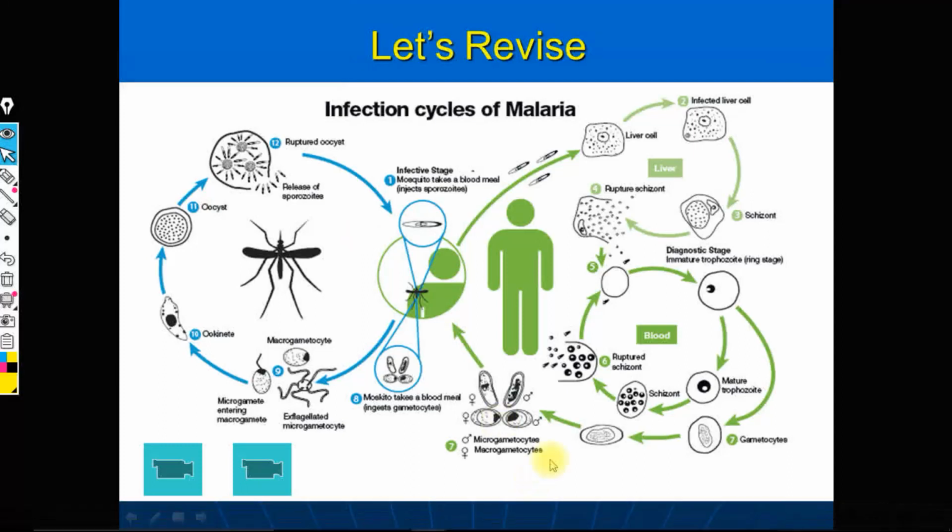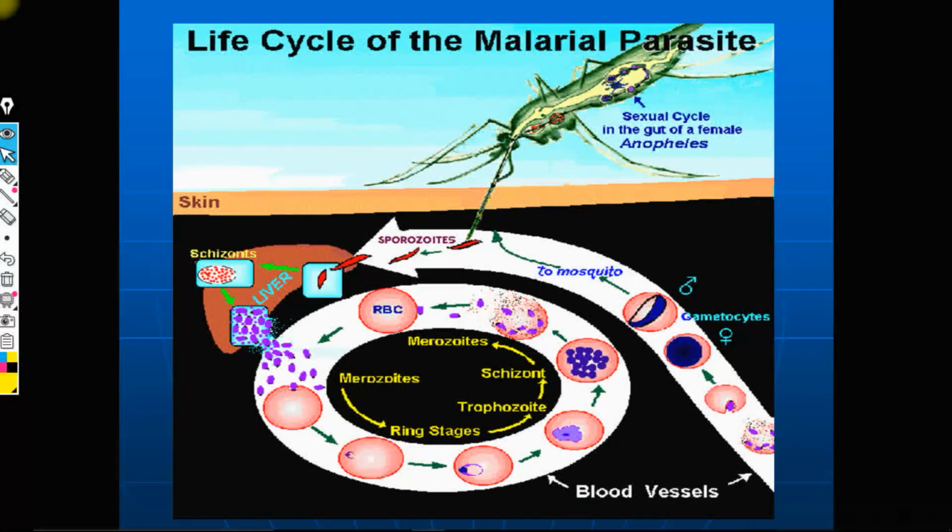I hope it is now very clear to you how Plasmodium species replicate and multiply, and that we have discussed both the sexual and asexual life cycles. This we will need at the time of classification of anti-malarial drugs, right?